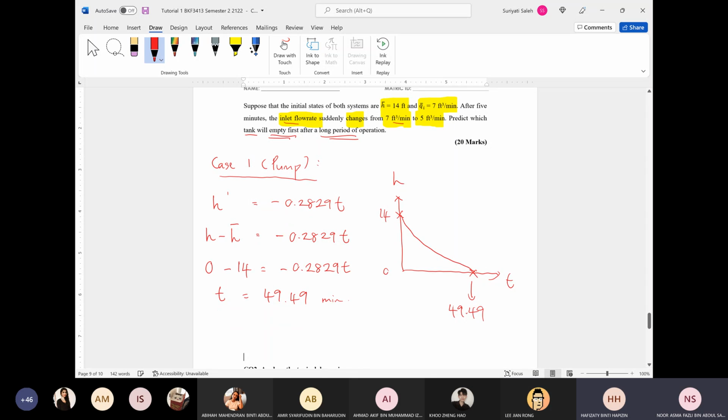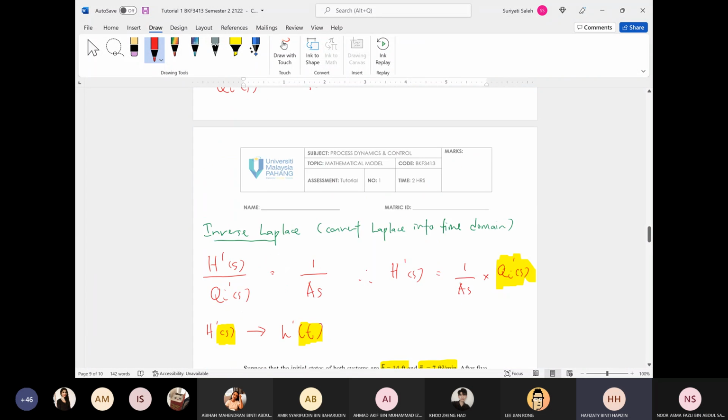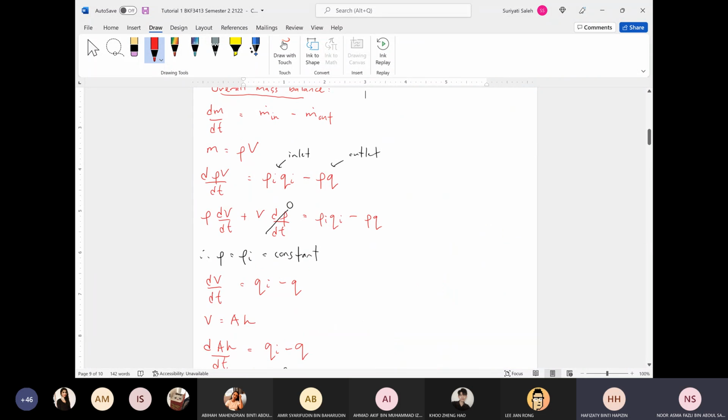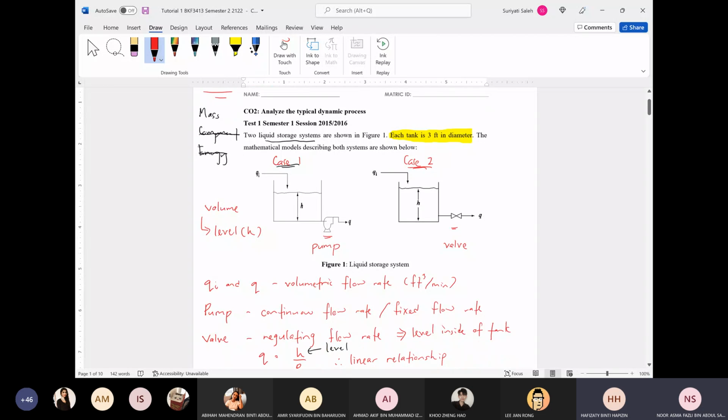Alright, so we continue with case study 2. Still we have the time, now it's 1:31. I want to solve case number 2 because the question asks you to predict which tank, case 1 or case 2, will become empty first. We have the same level, 14 feet. How long will it take for the valve or the pump to empty the tank?